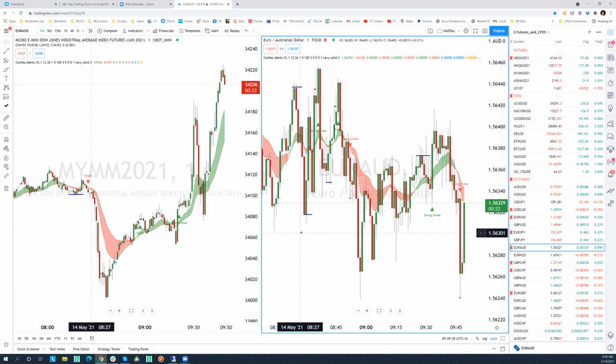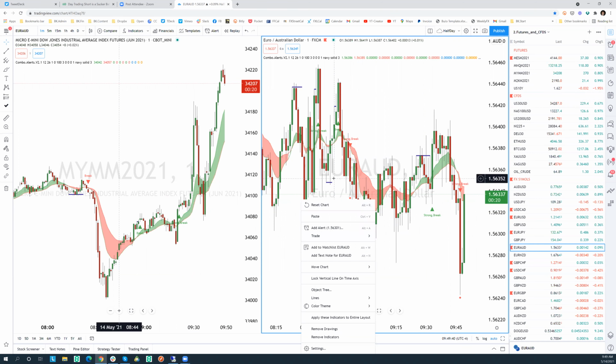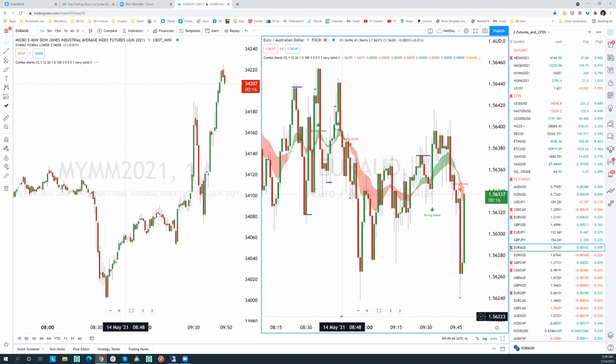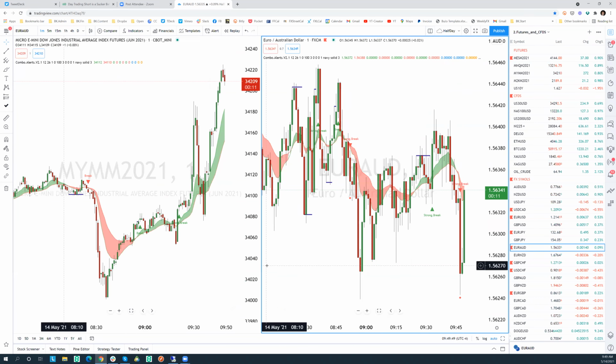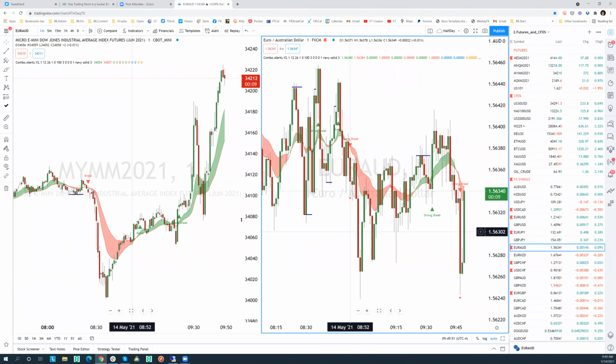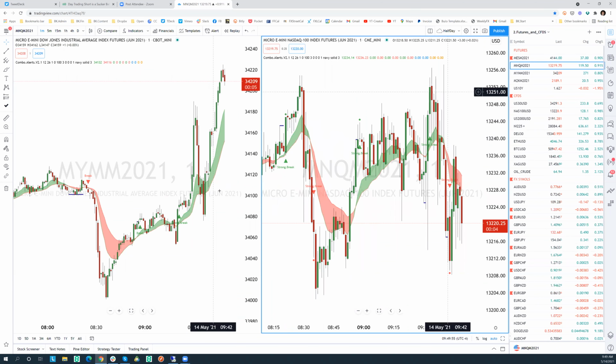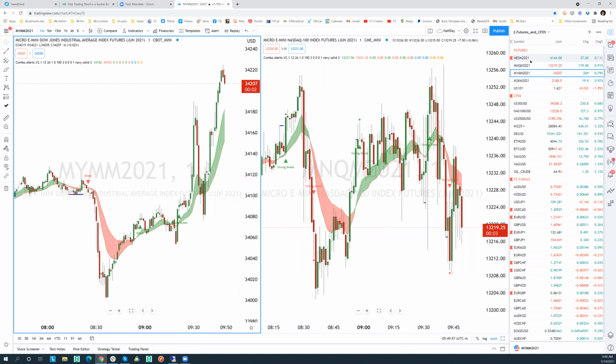Hey Karen, how do I do this? Is it like settings, apply these indicators to entire layout? Okay. No, damn, that's not what I want. Oh, shit. All right, screw this. Now I'm gonna have to redo the whole thing. Okay.